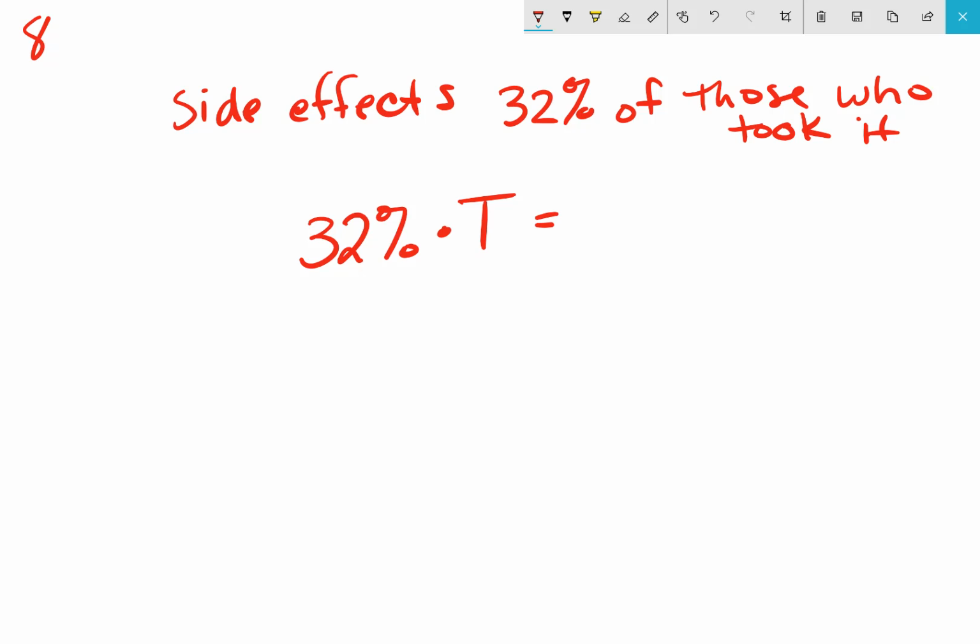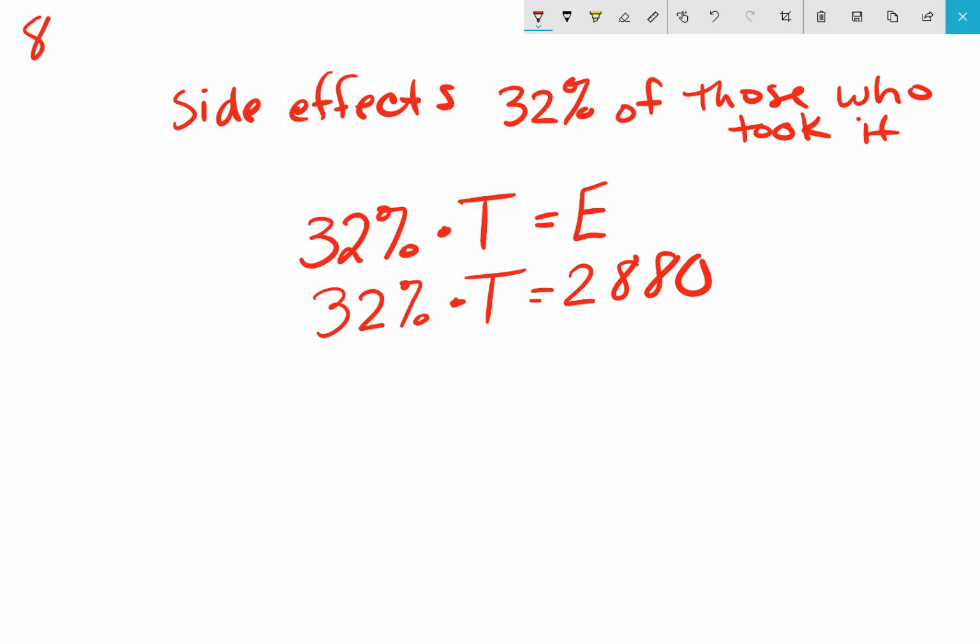So I'm going to use E for effects. So 32% of all the people who took it had these side effects. All right, and then they tell you that 2,880 had side effects. And so that's the value you're going to put in for E. So 32% of all the people is 2,880. 32% is equal to 0.32. So 0.32 times T is equal to 2,880.